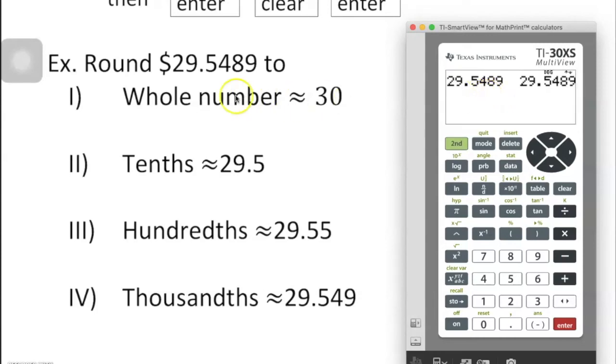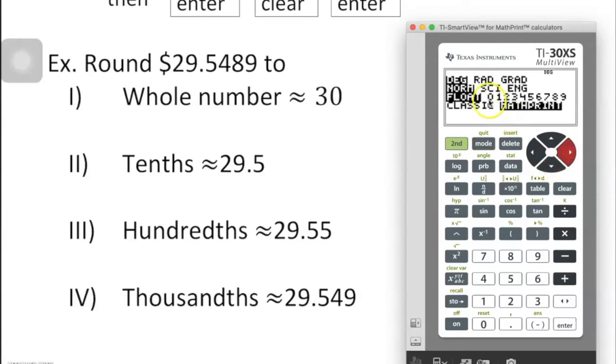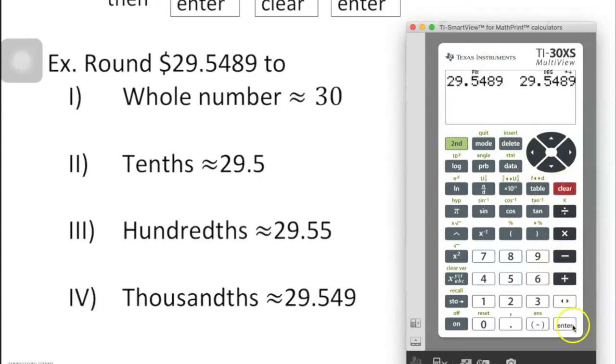So what I'm going to do, I'm looking for a whole number, so I'm going to go to mode. The steps were written earlier: mode, and then I go to the float down there and look at 0, highlight it. It's not recognizing yet, and then I enter. Once I enter, it recognizes me. Now I have to get out of the screen, because I need to get the answer. So I press clear, enter. As you see, it's 30.